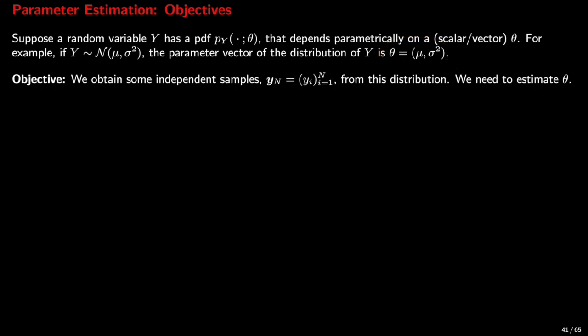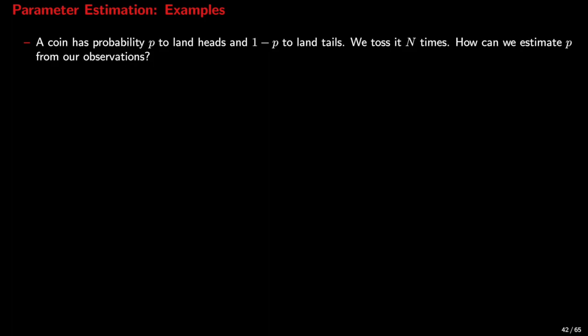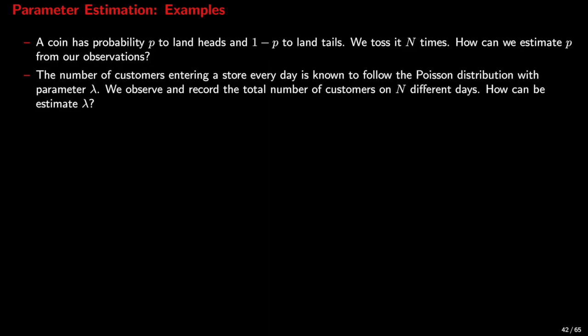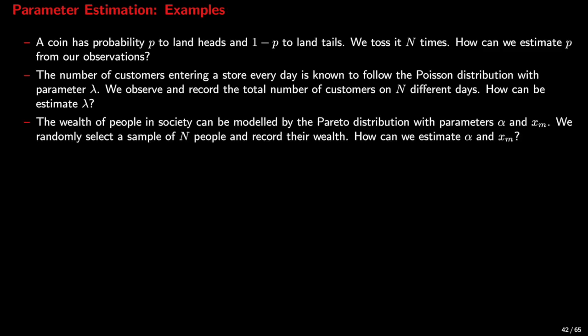The objective here is to estimate theta from n independent samples from this distribution. For example, a coin has probability p to land heads and 1 minus p to land tails. We toss it n times. How can we estimate p from our observations? The number of customers entering a store on a particular day is known to follow the Poisson distribution with parameter lambda. We observe and record the total number of customers on n different days. How can we estimate lambda?